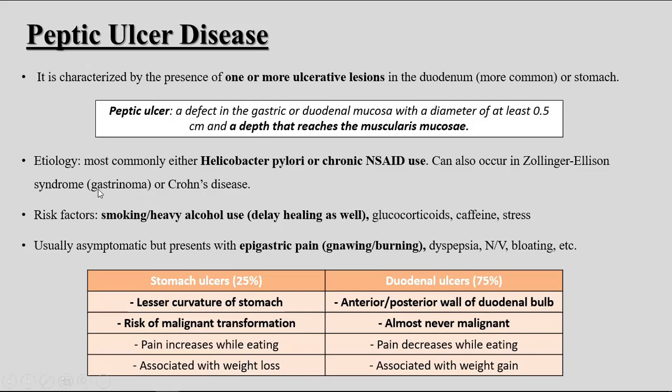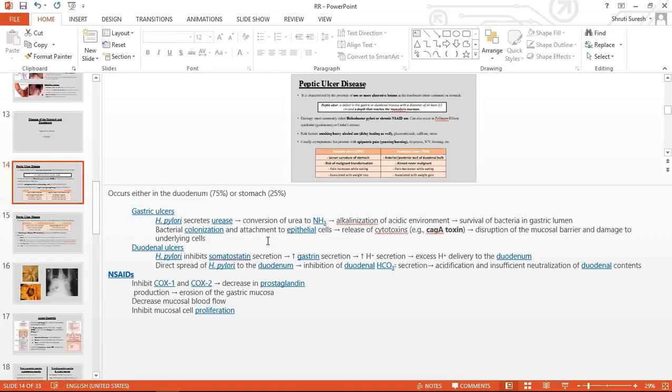A gastrinoma is a gastrin-secreting tumor that's usually present either in the duodenum or in the pancreas, and because it excessively produces gastrin, it increases the HCl production, and because it increases the HCl production, it can lead to the formation of peptic ulcers. So in general, gastric ulcers are caused by H. pylori because H. pylori secretes a special enzyme known as urease, which is able to convert urea into ammonia, which alkalizes the environment, and that's why it's able to survive in this extremely acidic gastric pH.